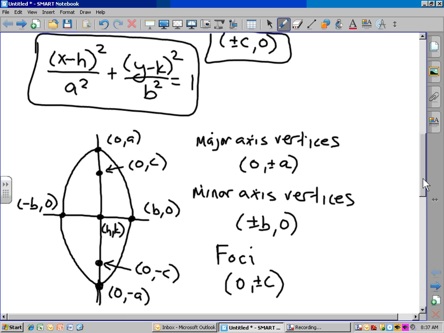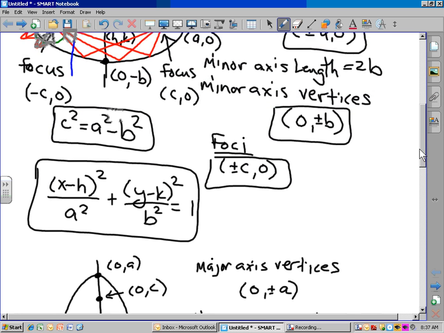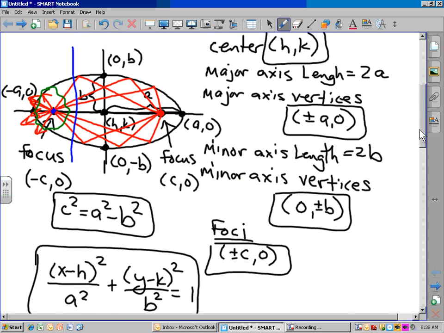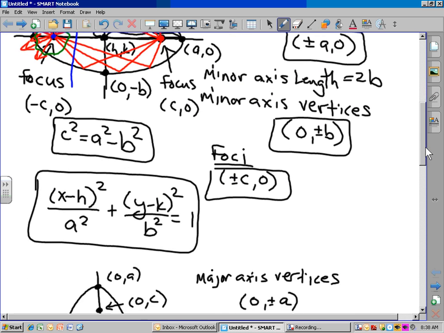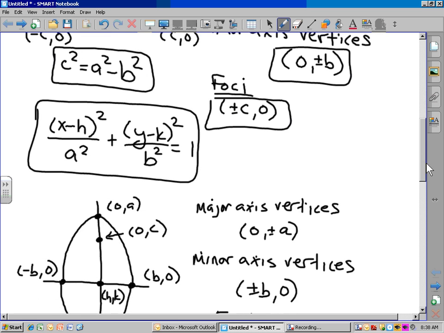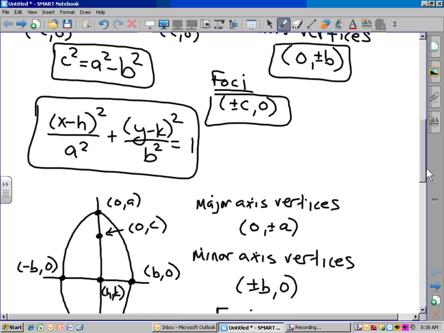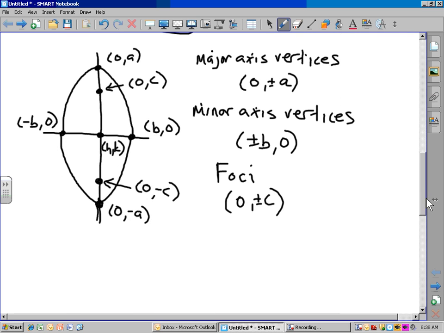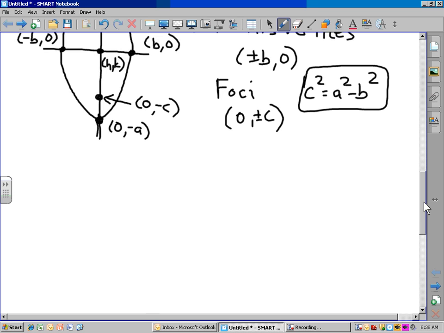Okay, what else? Foci, vertices, major and minor axis lengths don't change. The center does not change. It's still (h, k). Does the relationship between a, b, and c change? No. We're still going to use c squared equals a squared minus b squared. The equation changes ever so slightly: x minus h squared over, y minus k squared over.